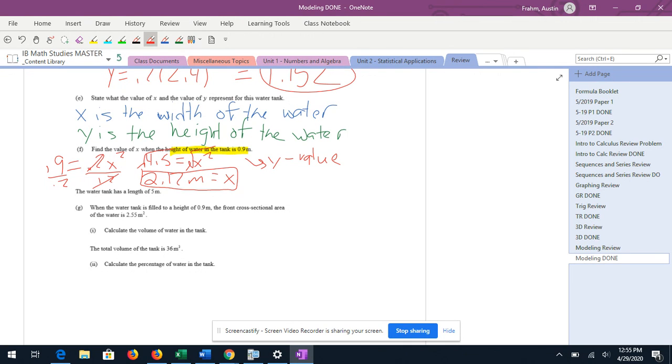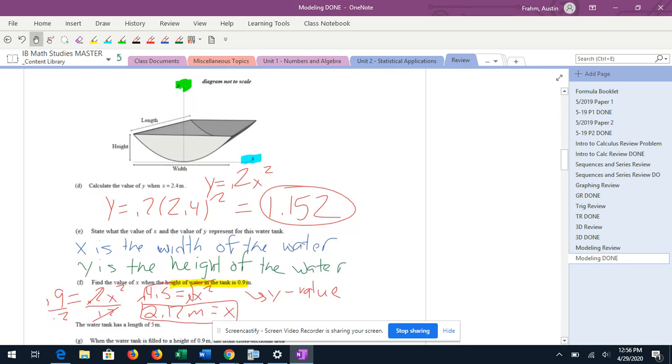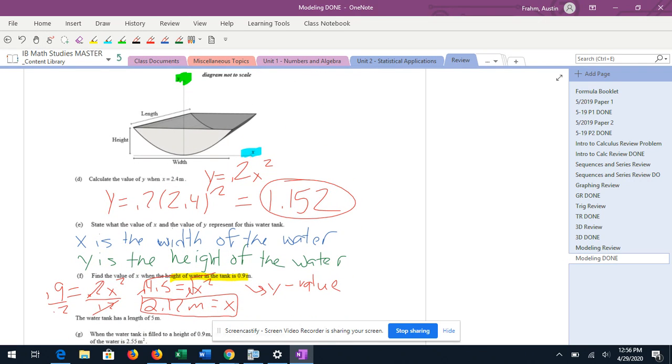Okay, before part G, it says the water tank has a length of 5 meters. Letter G says when the water tank is filled to a height of 0.9 meters, the front cross-sectional area of the water is 2.55 meters squared. Part 1 says calculate the volume of water in the tank. So if we go up to the picture of our tank, if you think about the shape of the tank, that shape is a cylinder cut in half.